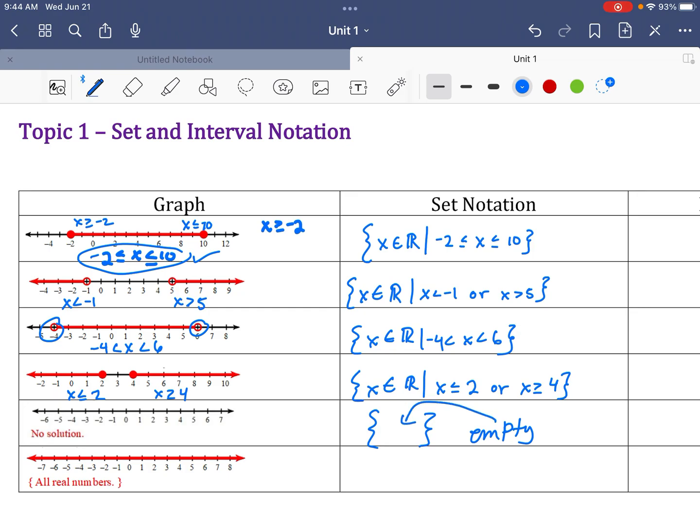You leave that empty because there are no answers. X is not even a real number, like it's nothing. Okay.